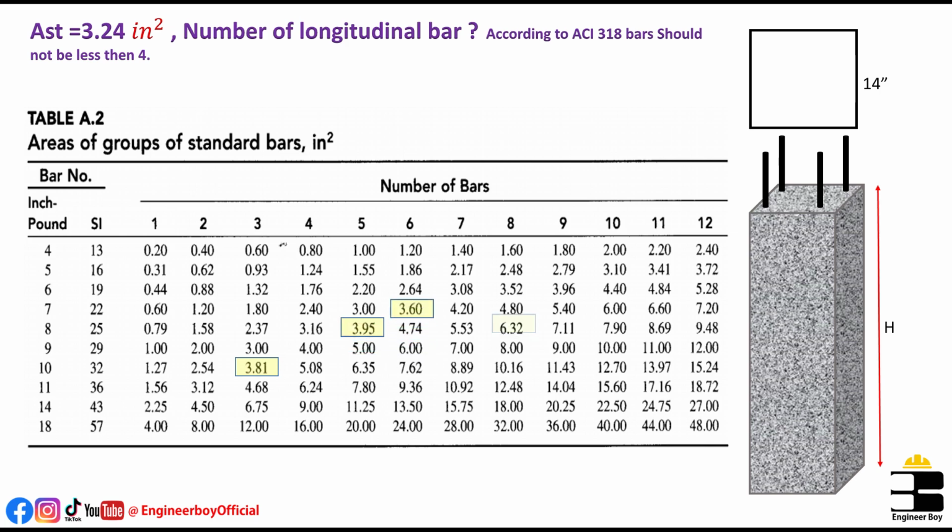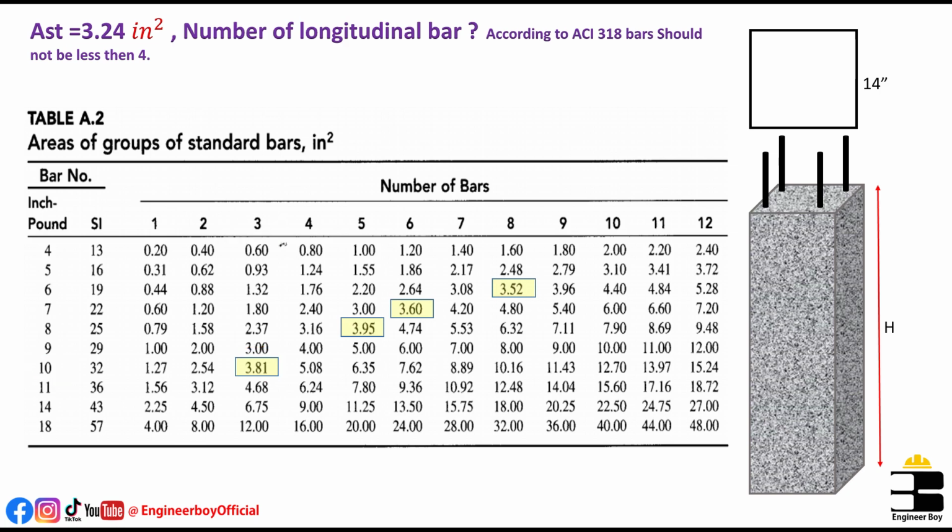As you can see, I'm just picking 4 values. You can take more, and they should not be less than 3.24, because that's the calculated value. Now let's make our choices. Let's focus on 3.81. That is telling us to place 3 bars with a diameter of 10 by 8 inches, or you can say number 10 bar. But I'm not going to take this because the number of bars is less than 4. Those are 3, so I'm not going to take this because that is a violation of ACI 318.